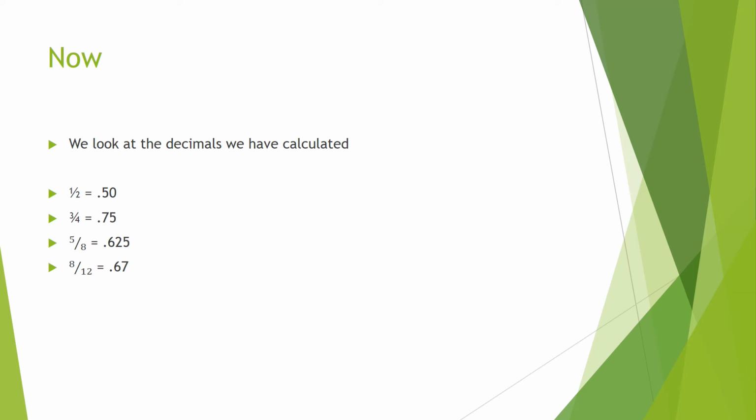Now we are going to look at the decimals that we have calculated. We have that 1/2 as a fraction in decimal form is 0.50. We have that the fraction 3/4 is 0.75 in decimal form. The fraction 5/8 is 0.625 in decimal form, and the fraction 8/12 is 0.67 in decimal form.